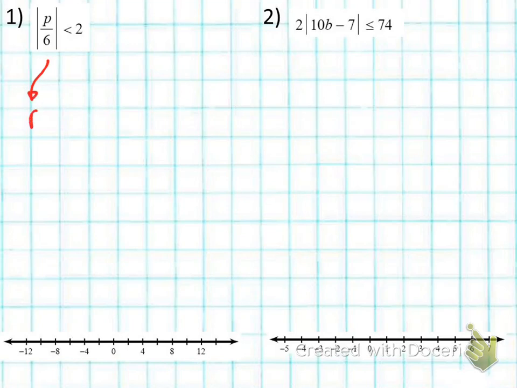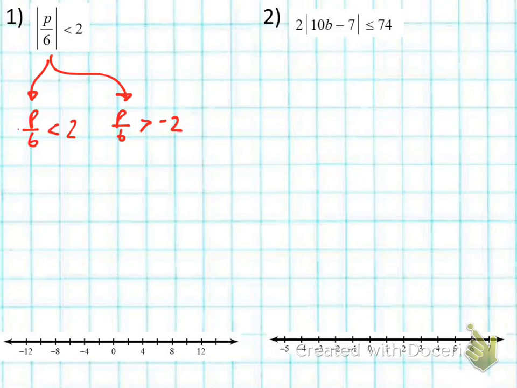Take everything inside the absolute value sign and keep the same sign: p over 6 is less than 2. Then do another one, and watch carefully what I do now. Here's the special step. For p over 6, change the inequality to greater than, and then change 2 to negative 2. Did you all catch that?